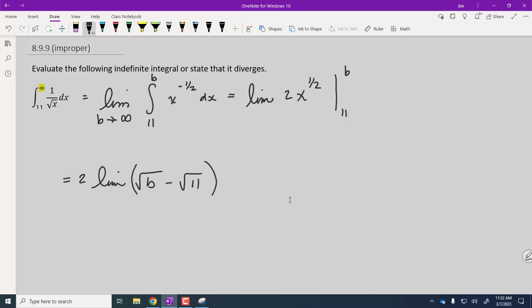So 2 is coming out to the front. Plug in the b, we get square root of b. Plug in the 11, we get square root of 11. Let's make sure we're looking at the right limit. This is the limit as b goes to infinity.